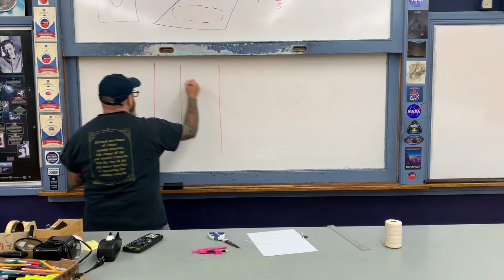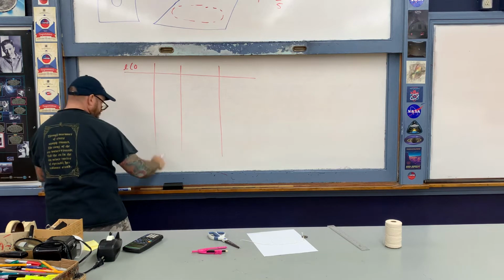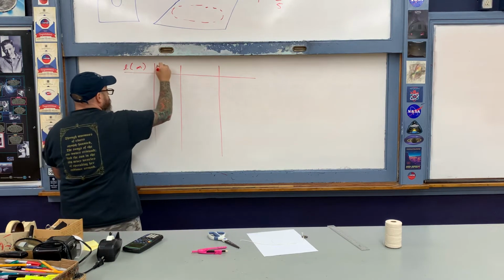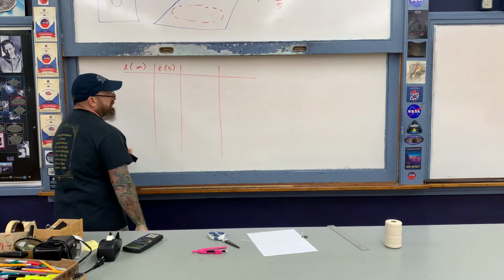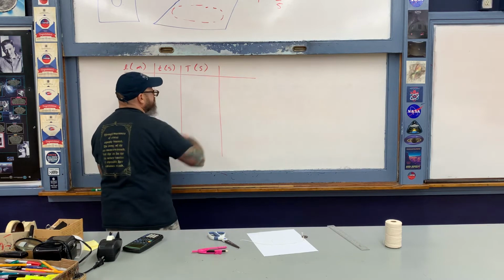Your data table is going to have the following columns. First of all, the length L. This is in terms of meters. Then the time small t in seconds for 5 revolutions. Big T, the period, also in terms of seconds.